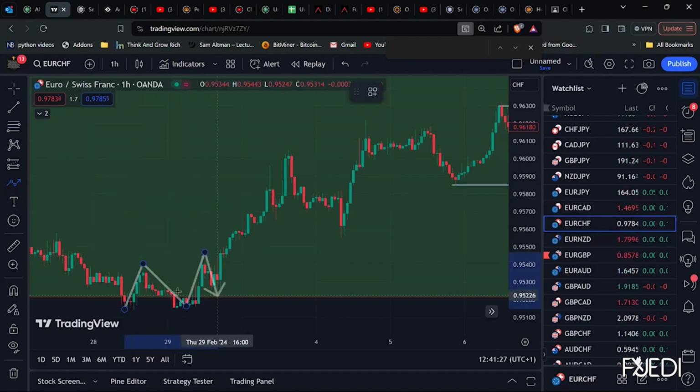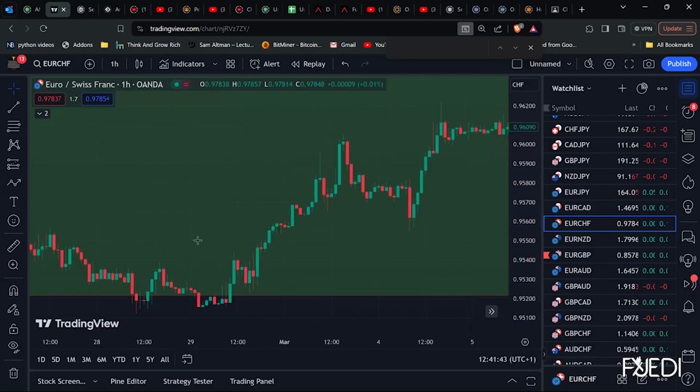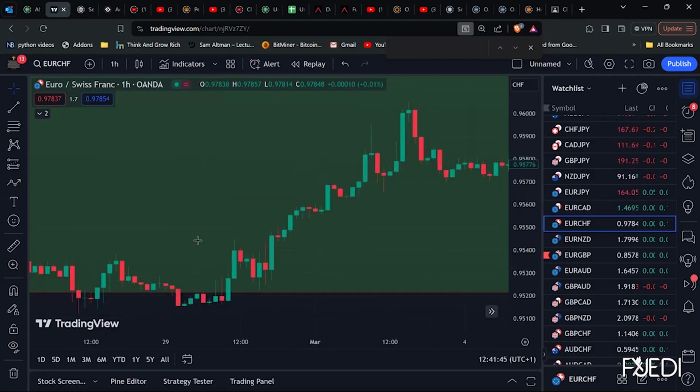So what we're looking for is to see price retrace into leftover imbalance, and then use the rejection of those areas as a reason to buy and take price upward. So in this particular case, where is the imbalance? I'm just going to zoom in here.